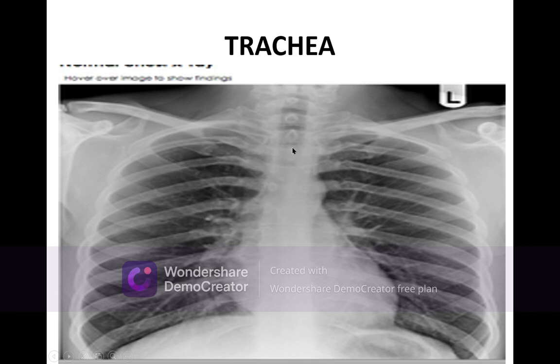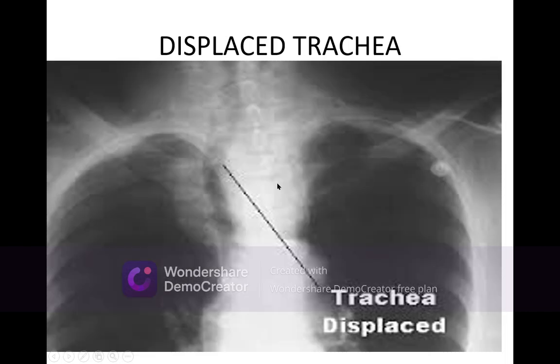It should be straight, or 10 degrees towards the right is normal. Make two lines, one transverse, one vertical. If it is 90 degrees on both sides, it is normal, or 10 degrees towards the right side is normal. Otherwise, it is called a displaced trachea. The trachea may be displaced to the right side. It may be pulled, it may be pushed.